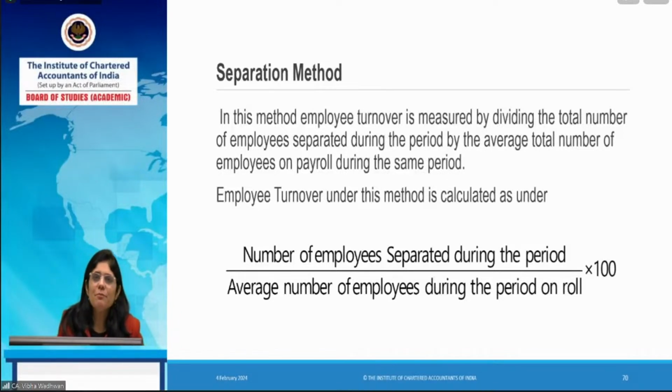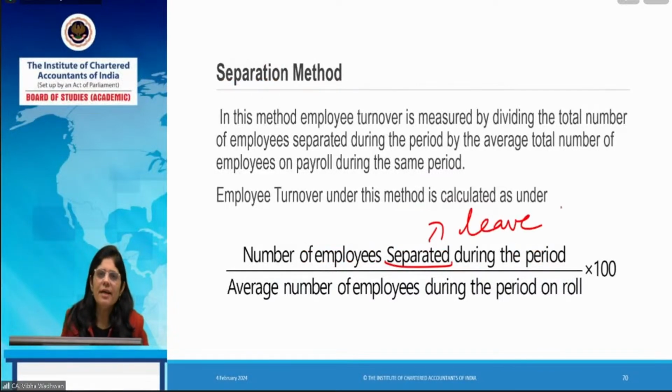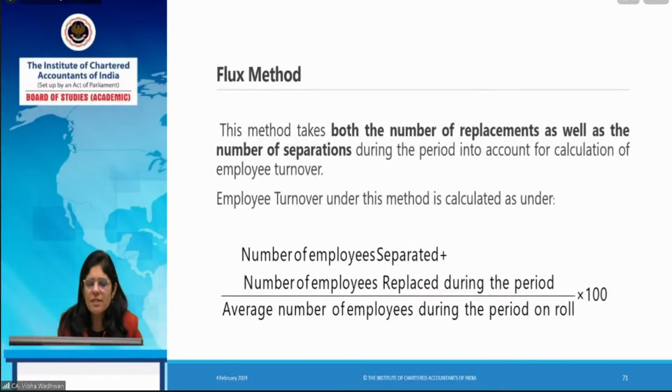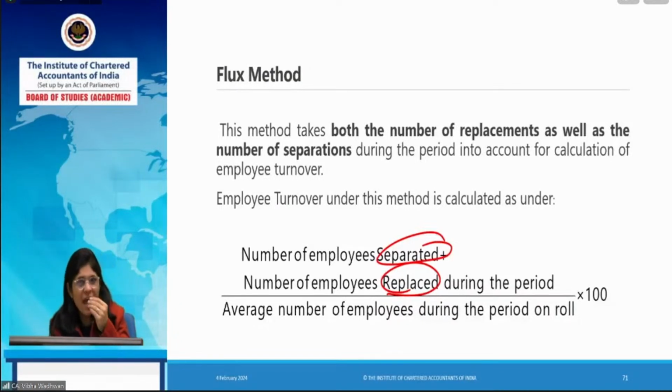Separated employees means employees, those who leave the organization. Separation means leave. Separate हो गए ना organization से, जिन्होंने resign कर दिया. Okay, flux method is both separated and replacements. That means flux method will tell you कि पूरा का पूरा कितना movement हो रहा है. ठीक है? तो एक average movement का idea लगता है. That is the flux method. So number of employees separated and number of employees replaced divided by average number. So it will give you an average idea about the movement of the employees. कितना separation है और कितना वापस आए हैं.